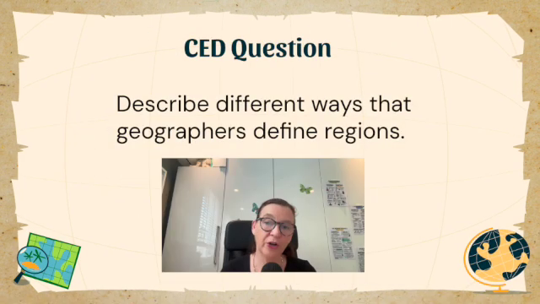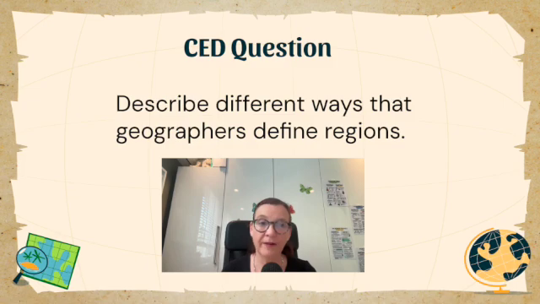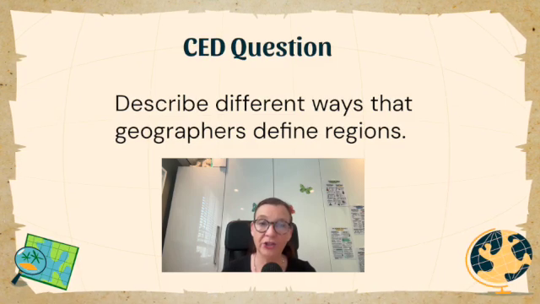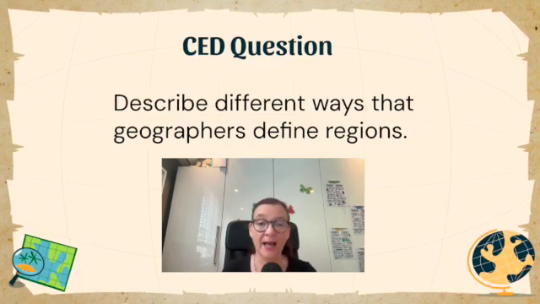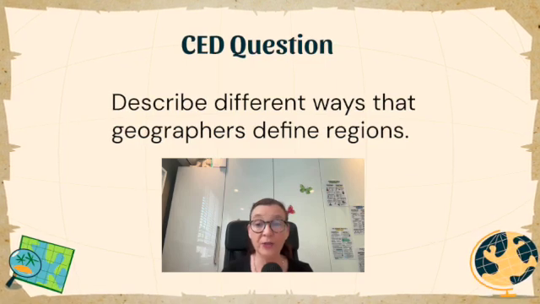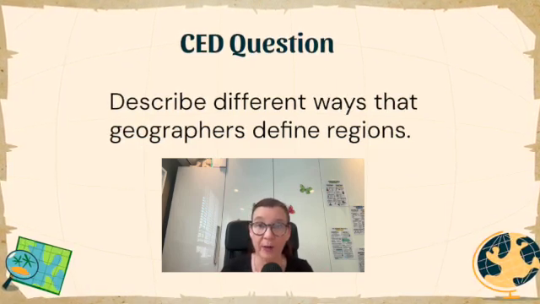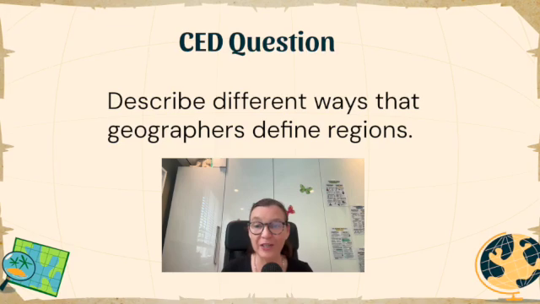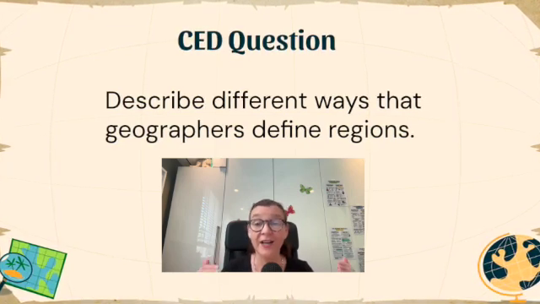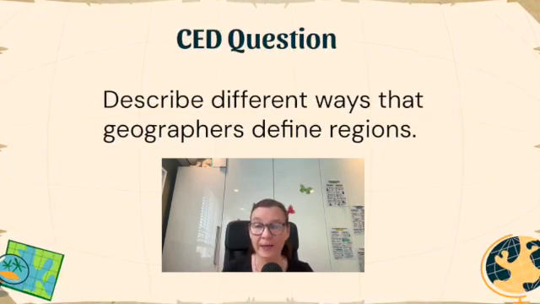So as I mentioned, we're going to go through the CED question for 1.7, which is describe different ways that geographers define regions. And I'm going to talk about all the essential knowledge you need to be able to answer this particular question. Now, that is going to involve a lot of those key terms that we talked about in the last slide. So that's going to be really important for you to pay attention with that.